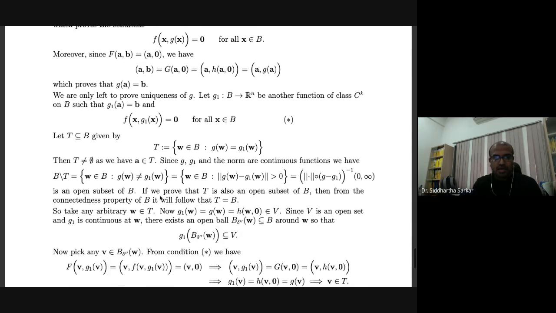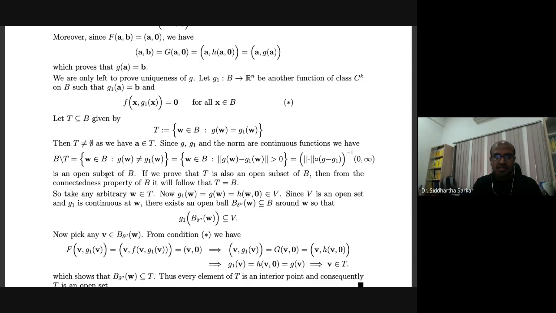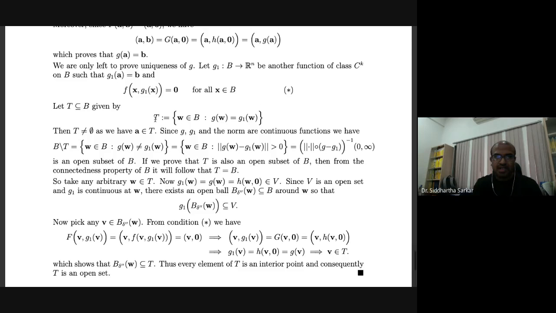Okay, so this set is T. This set is non-empty because I already know that G(A) equals B and G1(A) is also equal to B. So A is going to be living inside T. G and G1 are both continuous functions. Norm is a continuous function, which we have seen in the last few lectures.